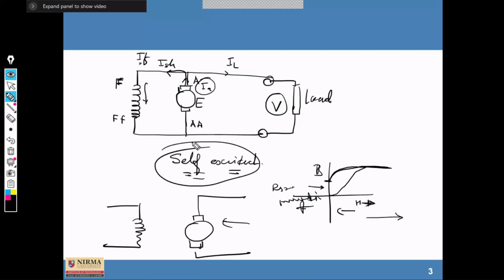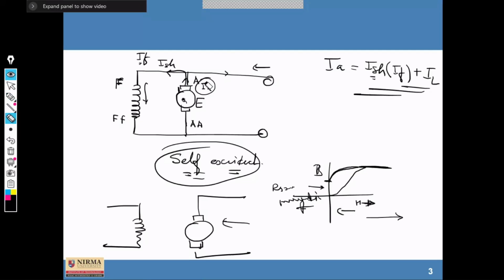And in self-excited generators, because of their own residual magnetism, we use this residual magnetism for the initial condition, and then when the EMF is induced, the field current will flow. So in case of this generator, we can write the equation IA is equal to ISH, that is the field current, or sometimes field current plus load current. Clear?